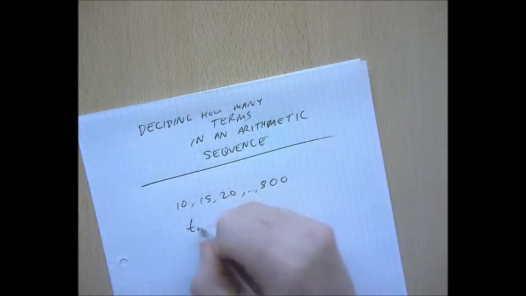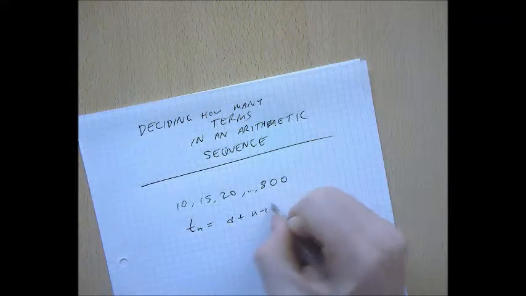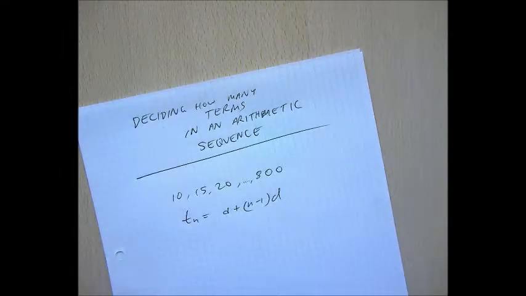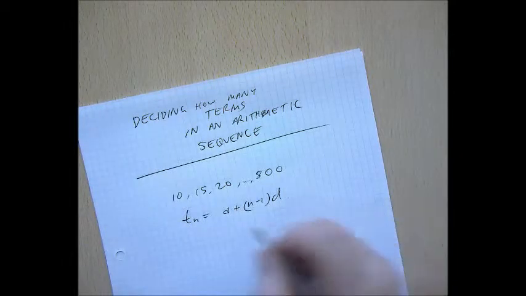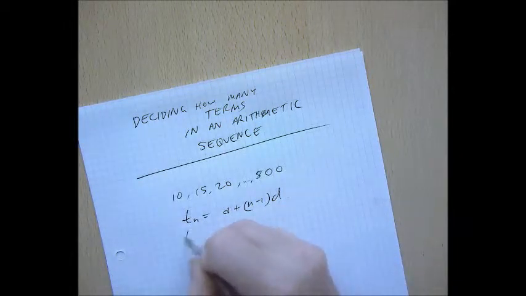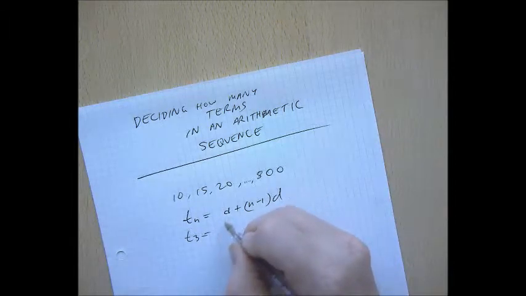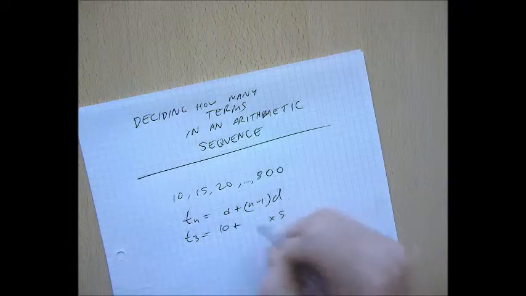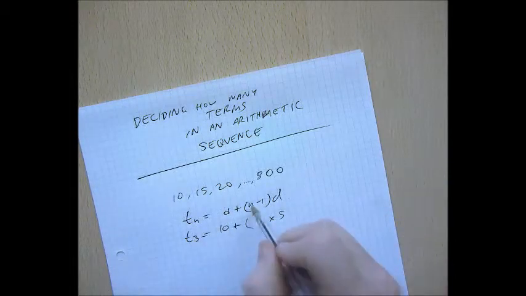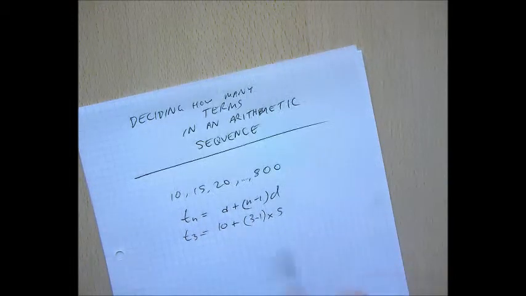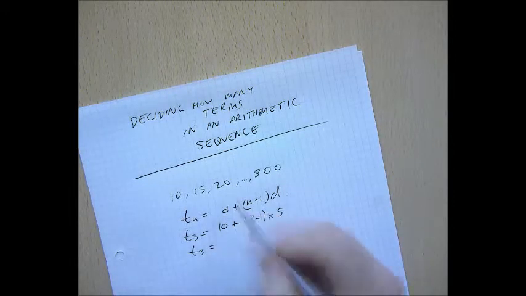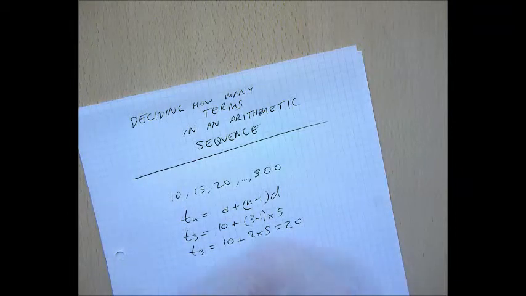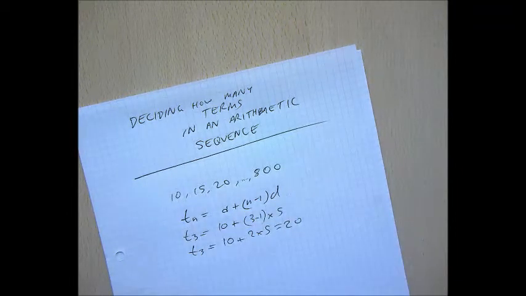Now the key is to use this formula for the terms of an arithmetic sequence. Now this formula, for example, tells you that the third is equal to the first plus something times the difference, and whatever that is will match that. So for example, it tells you that the third, unsurprisingly because you can see it there, is 20. So that n refers to how far through the sequence you are.